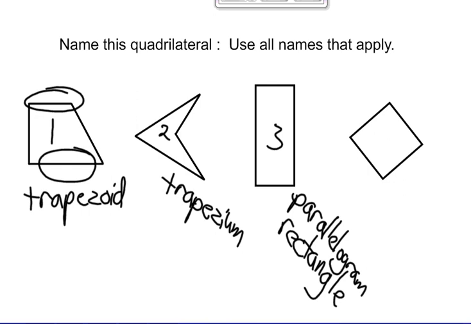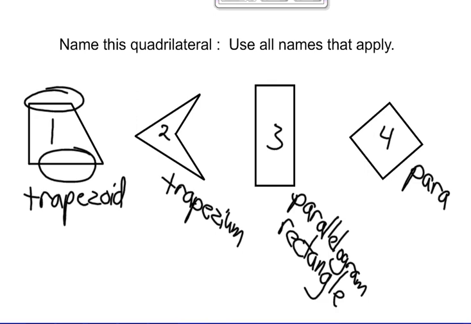Now we can get to shape number 4. As we look at shape number 4, we got a little bit different shape, a little bit different angles, so now we got to really think this through. Start by looking at the idea of parallel sides. It's very easy to see that there are some parallel sides, so it must be a parallelogram. I'm just going to abbreviate a little faster. So it's a parallelogram. What else can we say this shape is?